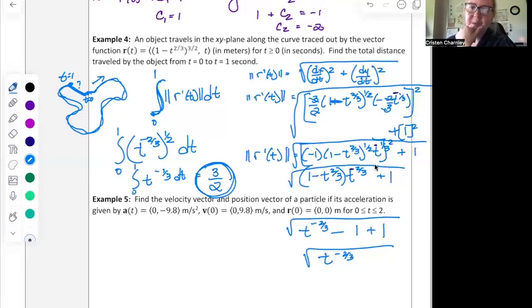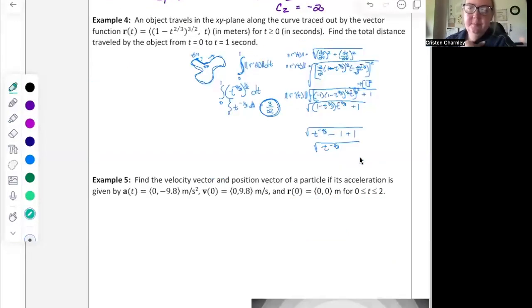All right, let me reset my screen. We've got one more to do, and then that's it. All right, we got example 4 out of the way. So example 5: find the velocity vector and the position vector of a particle if its acceleration is given by 0, -9.8 meters per second squared. We have our initial velocity vector, and then we also have our initial position, 0 and 2.